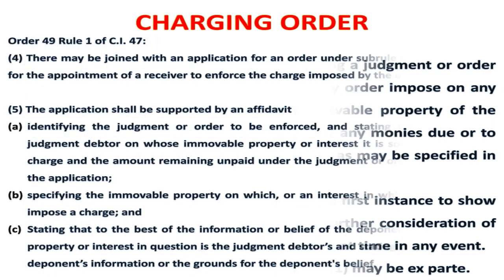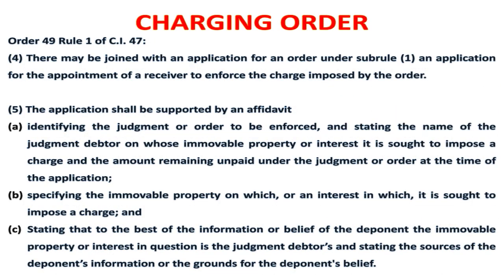But take a look at Order 49 Rule 1 Sub Rule 4. It says that there may be joined with an application for an order under Sub Rule 1 an application for the appointment of a receiver to enforce the charge imposed by the order. In other words, if I'm applying to the court for a charging order, I can accompany my application with the appointment of a receiver, so that I pray the court: not only should you create a charge, but you should also appoint a receiver, so that once the charge is created, the receiver will be the one that will realize the charge for me to get back my money.